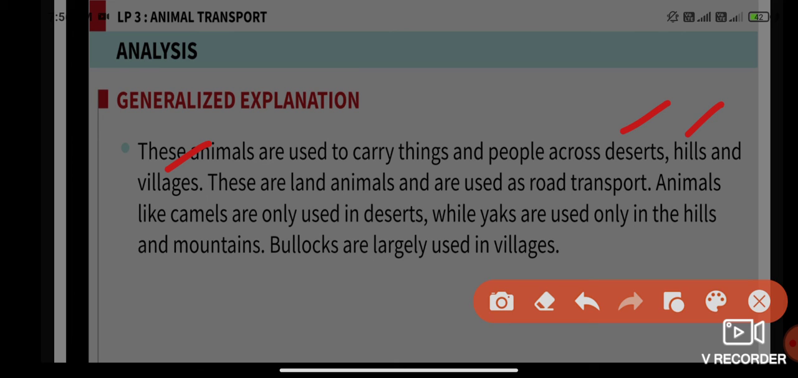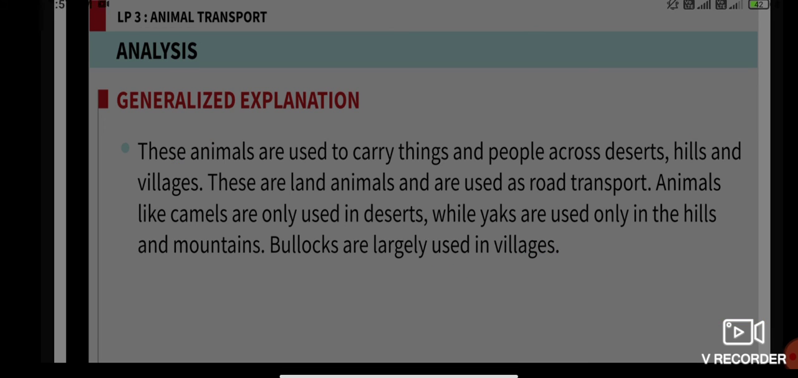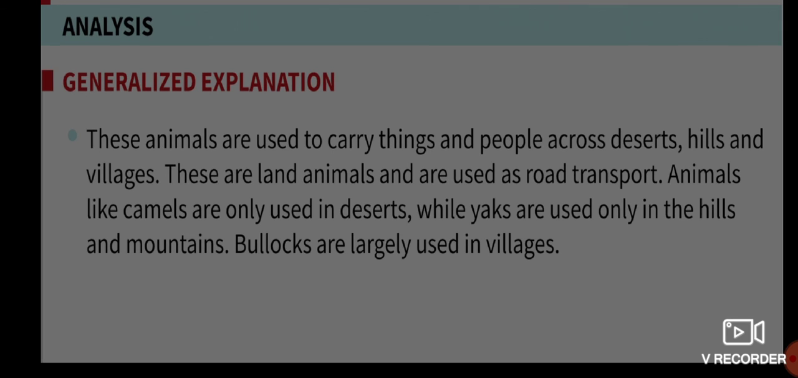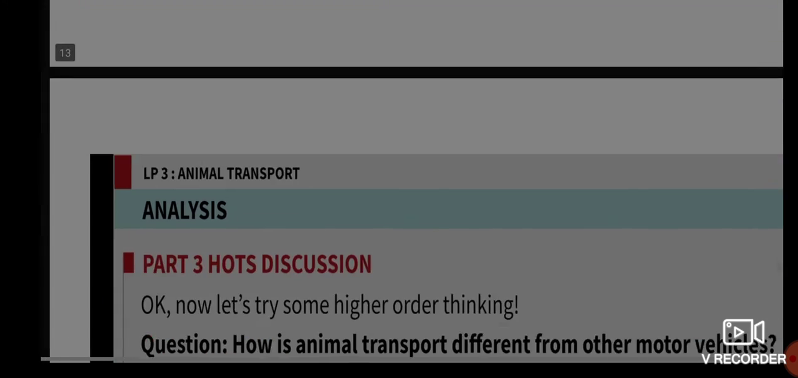Animals like camel are only used in desert, all right? While yaks are used only in the hills and mountains. Bullock are largely used in villages. So camels are mostly used only in desert. Yaks are only used in hills and mountains. Bullock are largely used in villages.